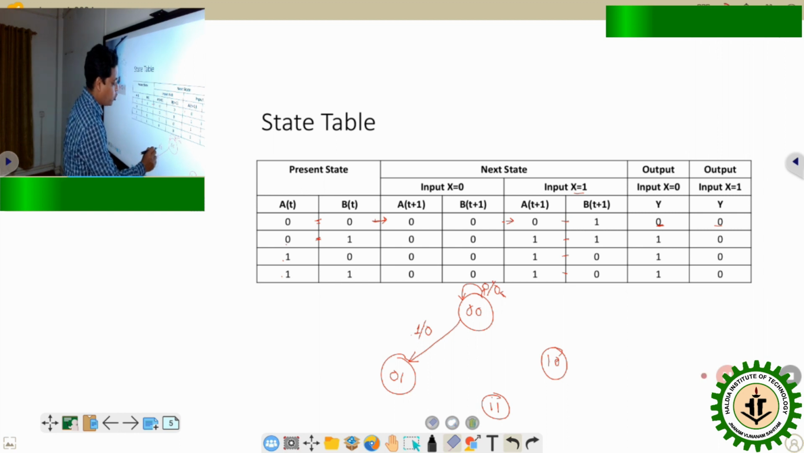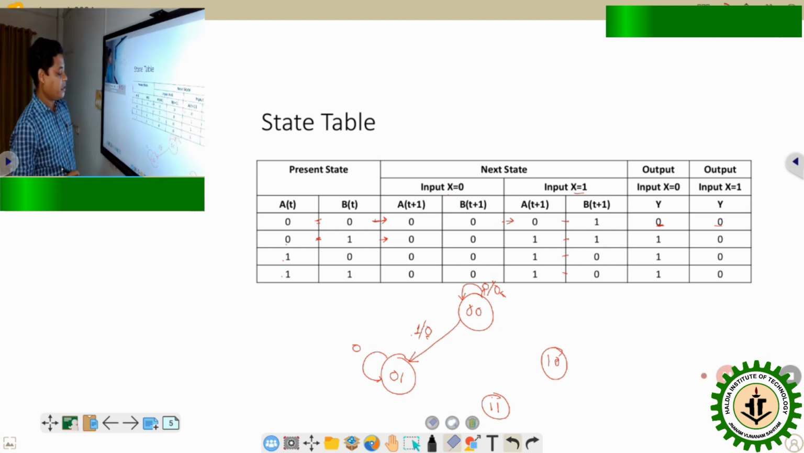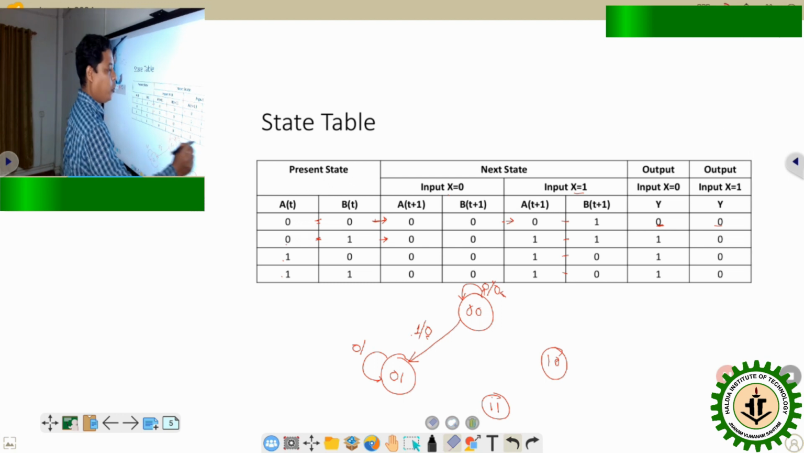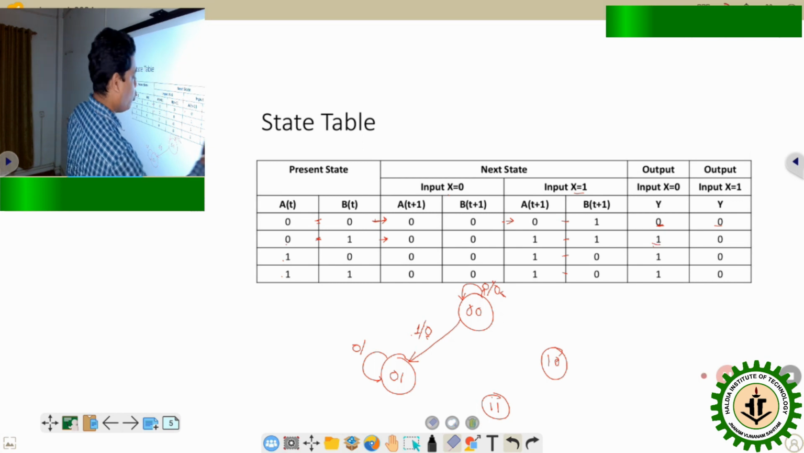For the input x equals 1, the state is changing from 0 0 to 0 1, and output equals 0. Next, if the present state is 0 1 and input x equals 0, you can observe that again it is not changing the state. So when input x equals 0, the circuit state will not change; it will remain at the same position 0 1. And at that time, what is the output? Now we can observe that as x equals 0, output equals 1.